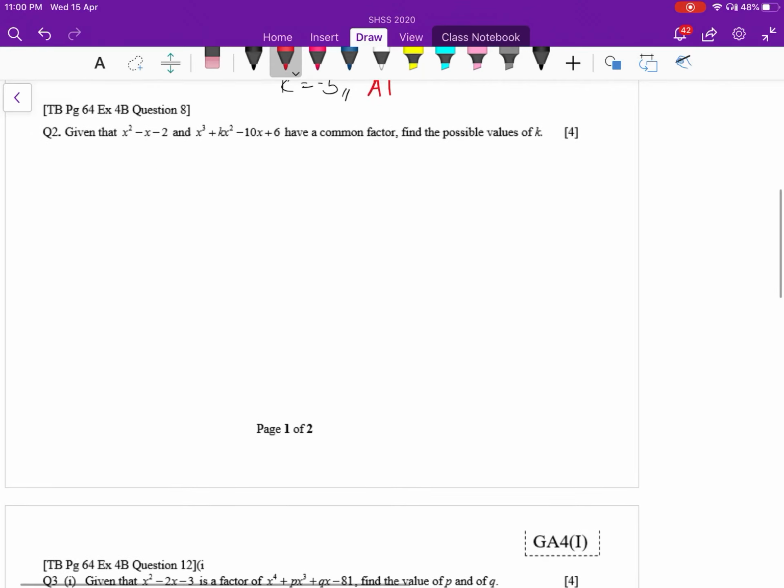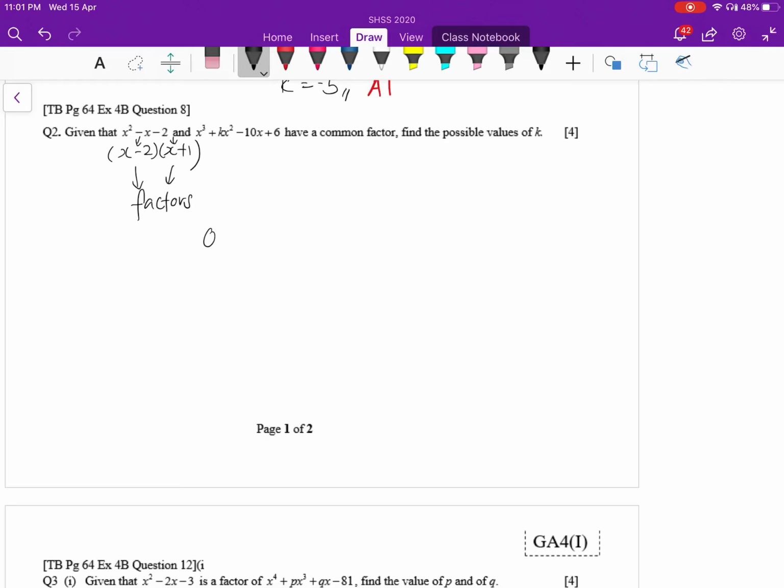Question number 2, like the hint that I just provided you with, if you factorize x squared minus x minus 2, you will get x minus 2, x plus 1. Now, he says that this and this have a common factor. So, it's either x minus 2 is a common factor or x plus 1 is a common factor. So, these are the factors. Okay, find the possible values of k.